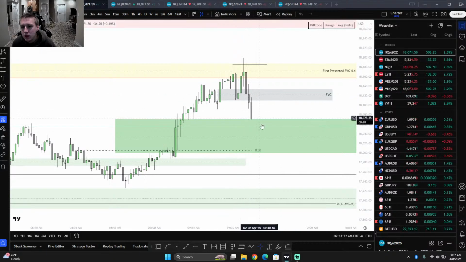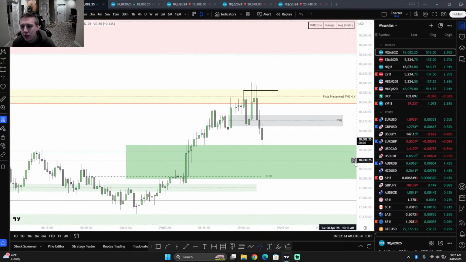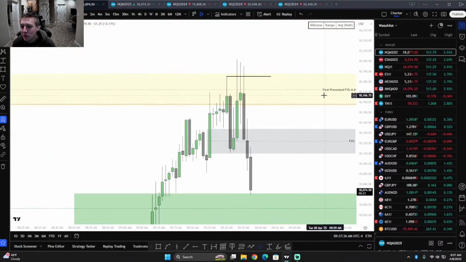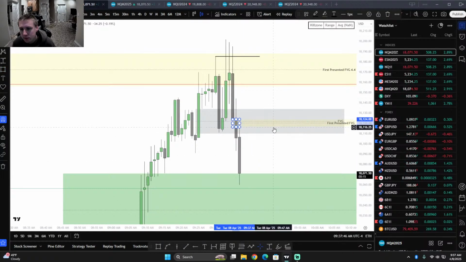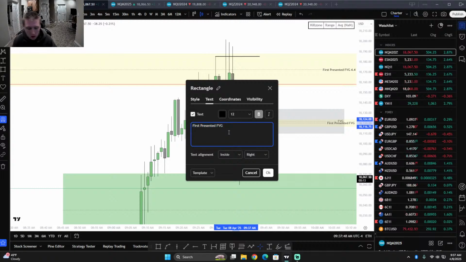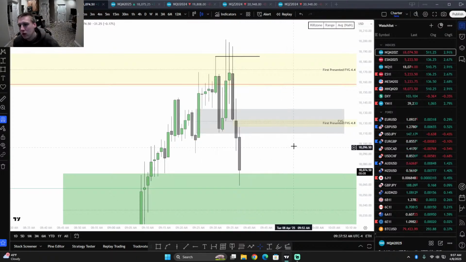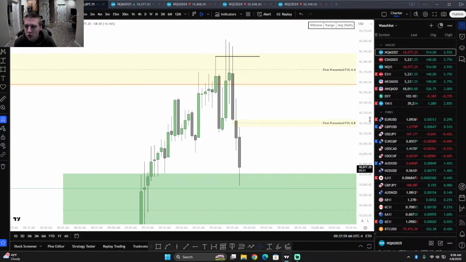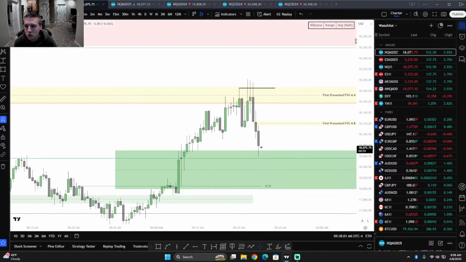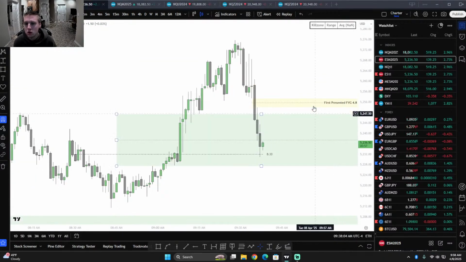Immediate rebalance right there. Okay, NQ is looking like we're going to create a smaller first presented fair value gap, which I don't like as much, in my opinion. I don't like this fair value gap as much. But I'll be back.